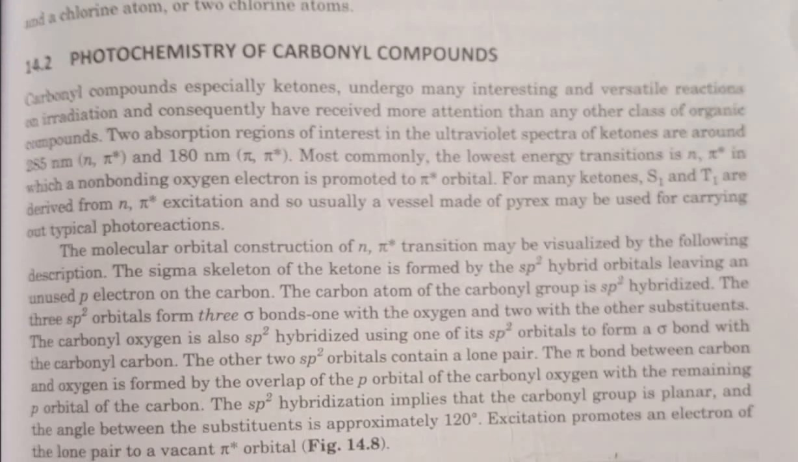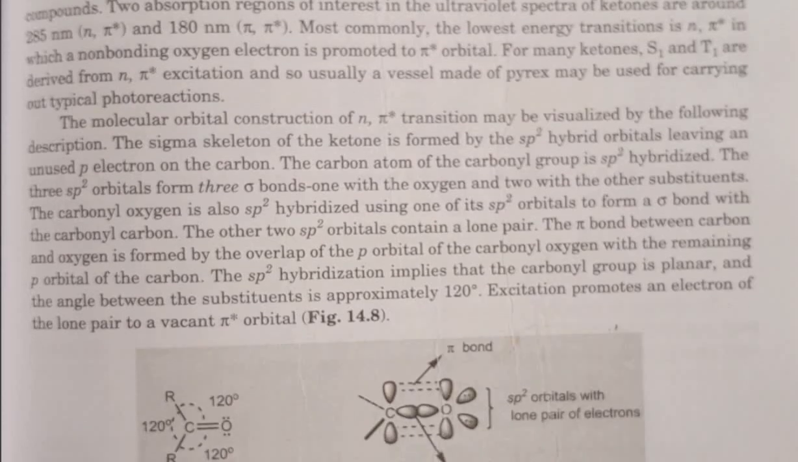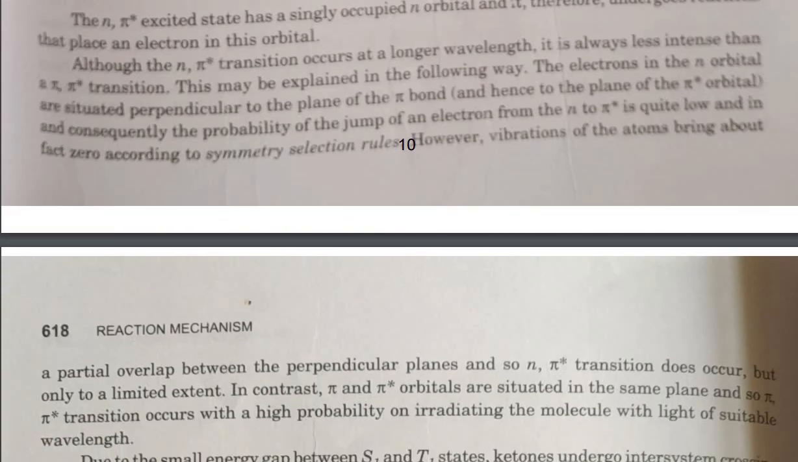Now an important functional group, carbonyl compounds, where n to pi star transition and pi to pi star transition are possible. Look here at the structure of CO. Here a double bond and a lone pair are there. So pi to pi star transition and n to pi star transition, both transitions are possible in the case of carbonyl systems.